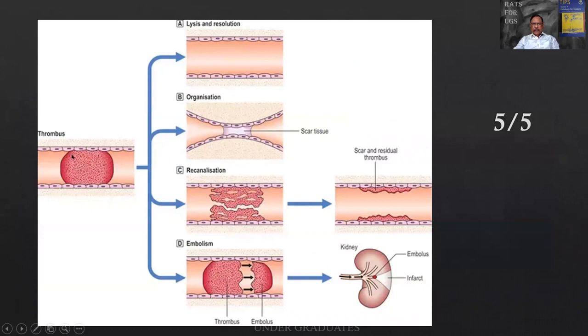Again, I'm repeating. So there is a thrombus, there can be lysis or resolution, organization. Because of fibrosis, there can be scarring, or there can be recanalization. Channels can be passed through it. Sometimes you find that a scar is forming part of the vessel wall where it can be absorbed. Sometimes again, there can be fragmentation leading to embolization, affecting smaller end arteries like the renal artery.